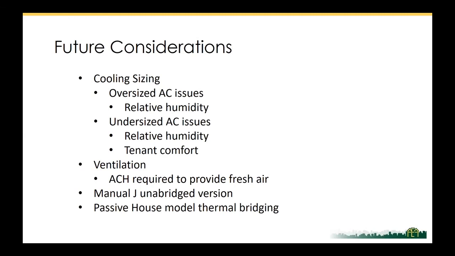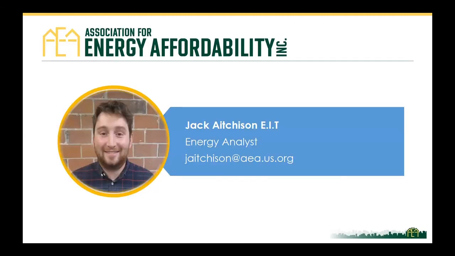I'd also like to look at the Manual J unabridged version, to see what kind of parameters I can change there. Hopefully a lot more than the abridged version, which I assume is the case. And then, in the future, I would like to start modeling thermal bridging for the passive house method. All right, and that's me.